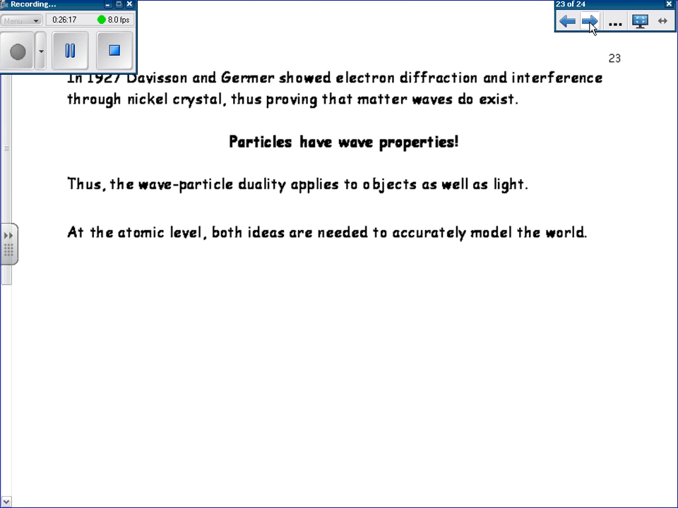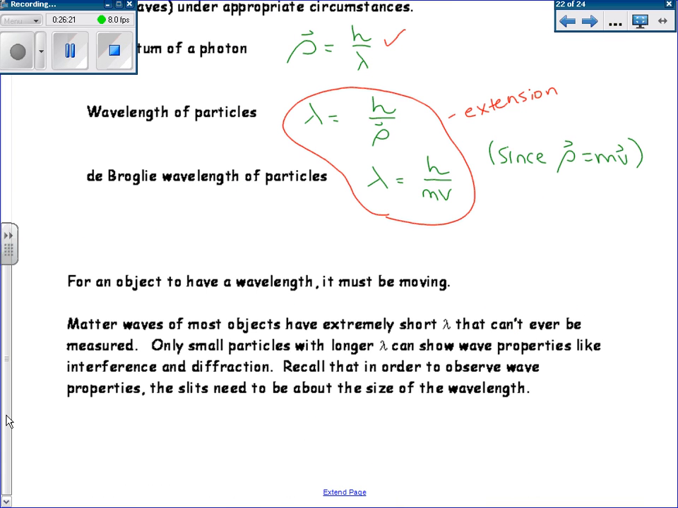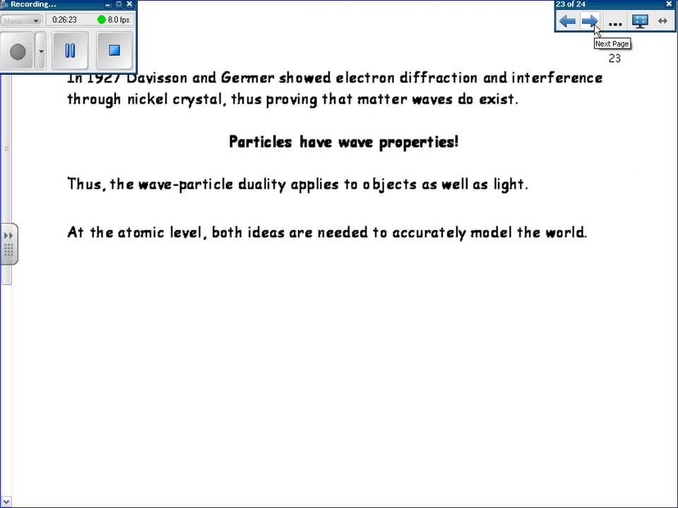In 1927, there were two guys, Davisson and Germer. They actually did show that electrons diffract, and there can be an interference pattern when you use the appropriate material. And then they did prove that matter waves do exist. So particles have wave properties. This wave-particle duality applies to objects, and it applies to light. Light behaves like a wave and a particle. Particles behave like a wave and a particle.